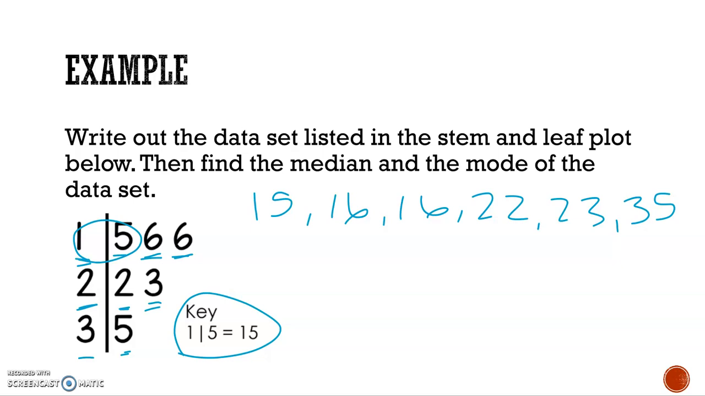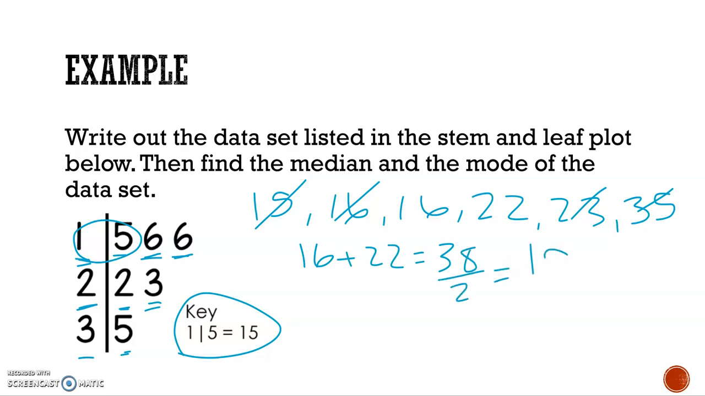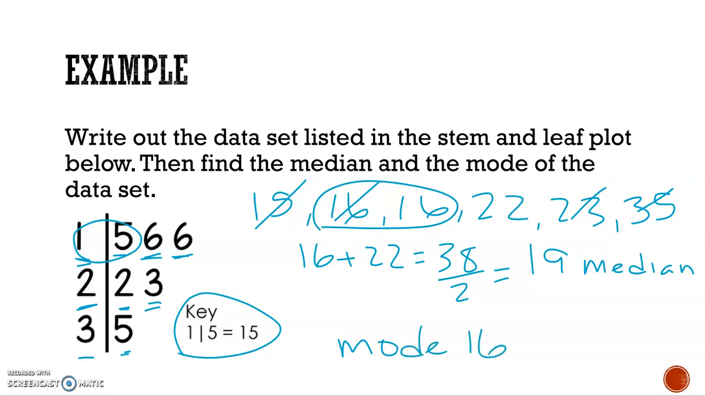Now it says find the median, so I'm going to cross off numbers until I get to the middle. Since there are 2 middles, I am going to add those together, which gives me 38, and divide that number by 2, and that gives me a median of 19. And then the mode, you can easily see that the most is 16. So my mode is 16.